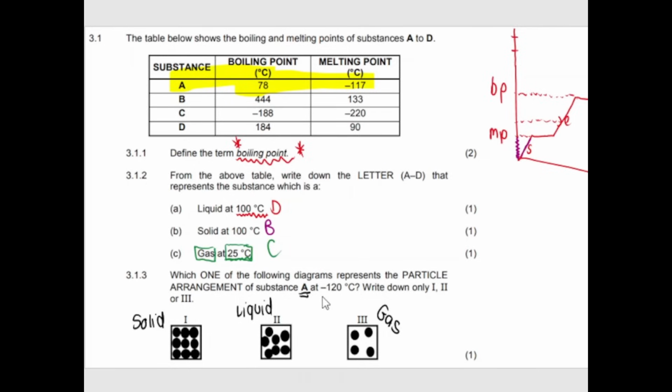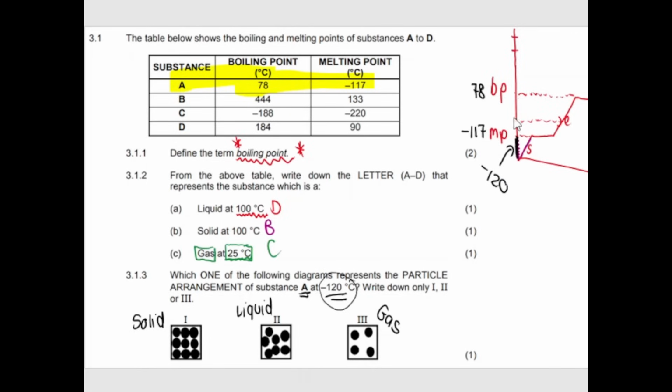So they want to know A at -120. So if you look at A's boiling point and melting point, if I have to fill it in on this graph, the melting point would be here, -117, and the boiling point would be 78. You just have to think carefully now. -120 is more negative than its melting point. So -117, if you think about this axis, this will go -117, then as we go down, it'll be -118, -119, -120. So -120 will be somewhere here.